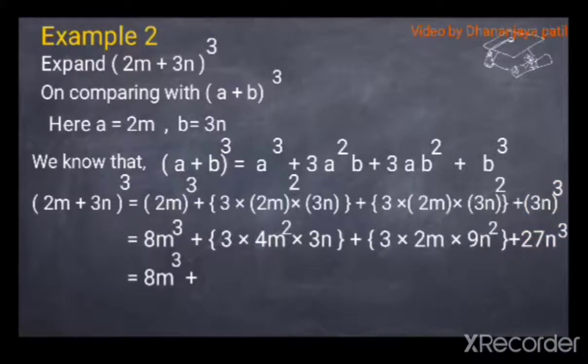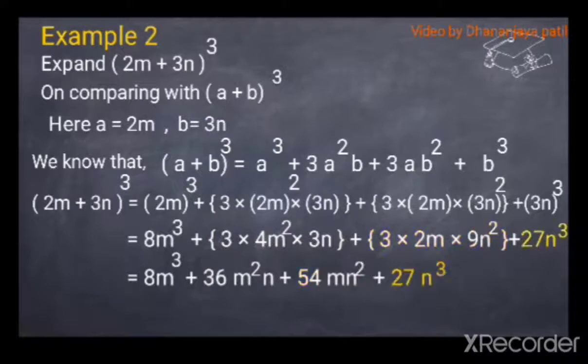Now let's do the multiplication in the second term. The first term will remain as it is. 3 into 4 is equal to 12, and 12 into 3 is equal to 36. Therefore our answer is 36m square n. Now in the third term, 3 into 2: 3 twos are 6, and 6 nines are 54. So our answer is 54m n square. And the last term will remain as it is, that is 27n cube. So this is our final answer.